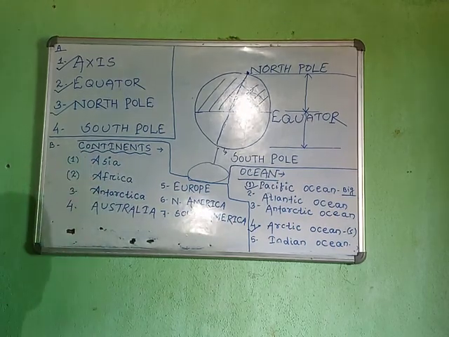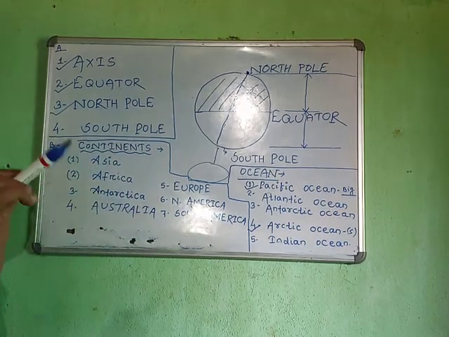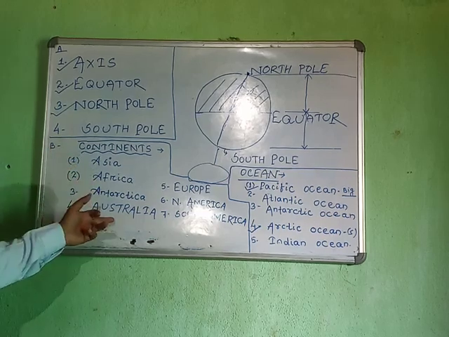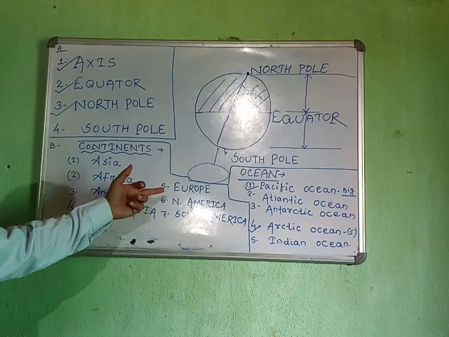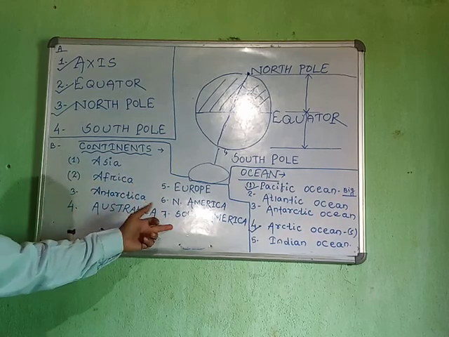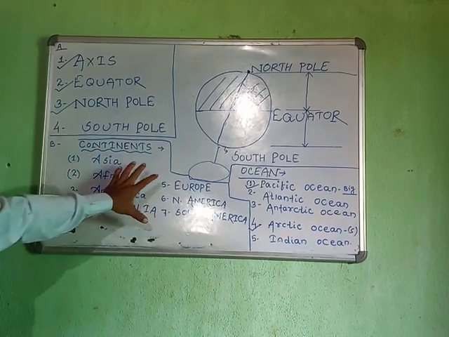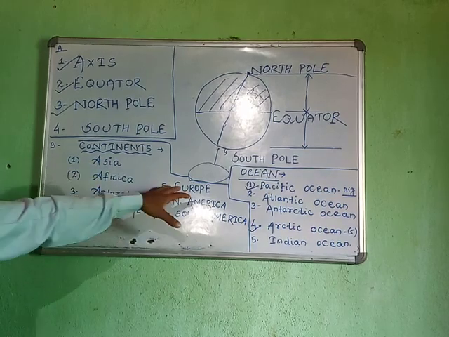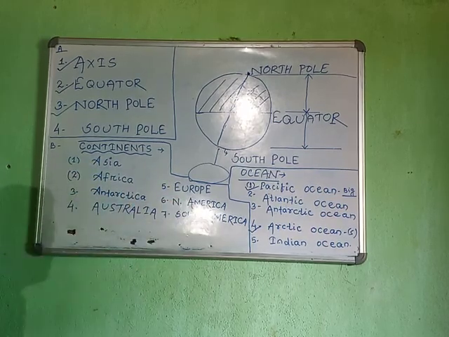Listen, there are 7 continents in the world. First one is Asia, Africa, Antarctica, Australia, Europe, North America, South America. These are our continents. There are a total of 7 continents.